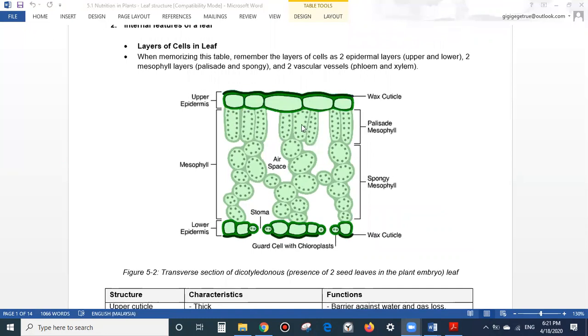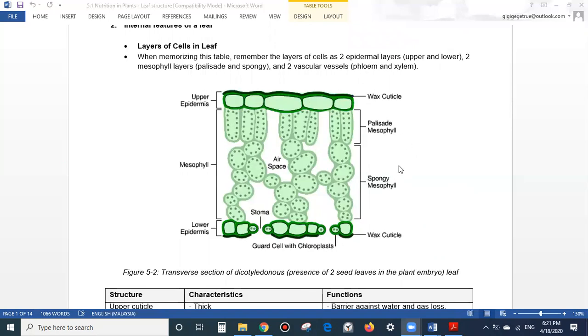Okay, so in the leaf, there are only 3 types of cells that have chlorophyll, or actually chloroplast. Chlorophyll is the pigment found inside the chloroplast. The palisade mesophyll cells have chloroplast. Spongy mesophyll cells have chloroplast. The guard cells have chloroplast. That's all. Only these 3 types. 1, 2, 3. The rest, the epidermal cells, do not have.